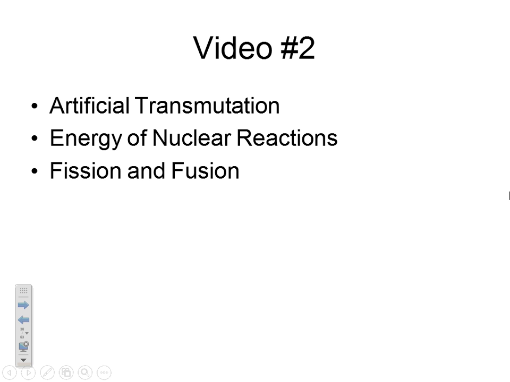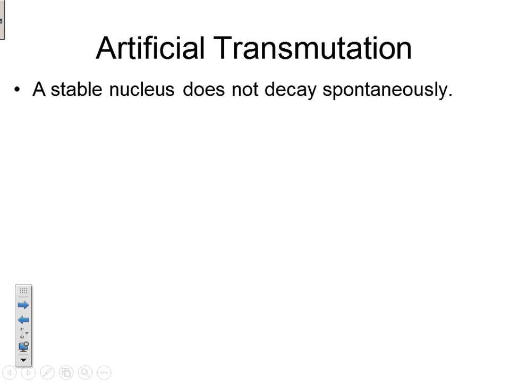In this video, we're going to be talking about artificial transmutation, energy associated with nuclear reactions, and the difference between something called fission and something called fusion. So in the last video, we talked about natural transmutation, where an unstable nucleus will spontaneously decay and change, because transmutation means change, right, into something else.